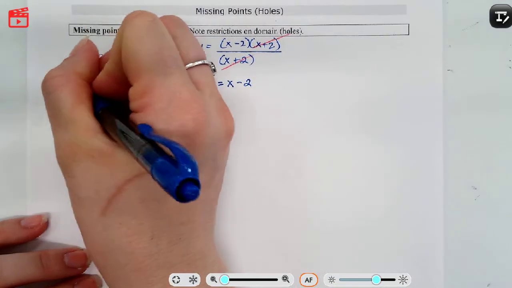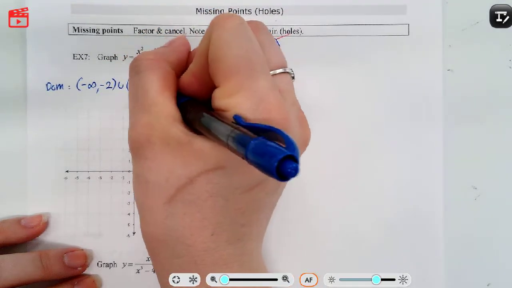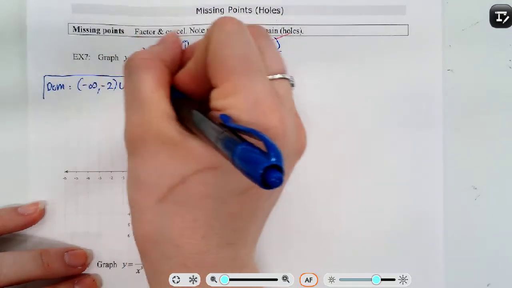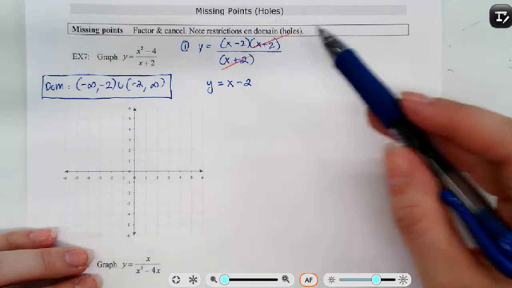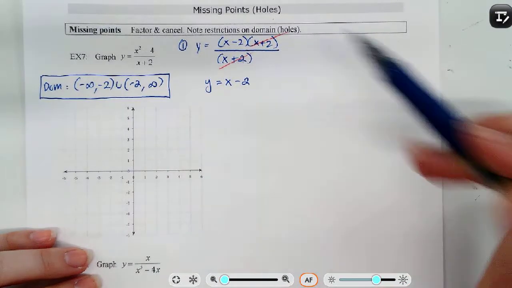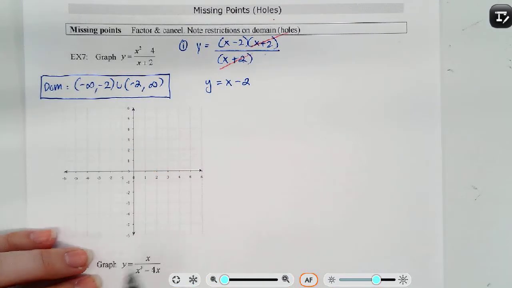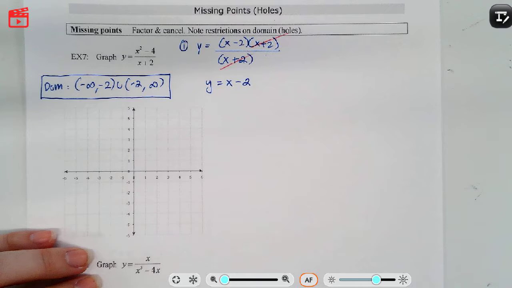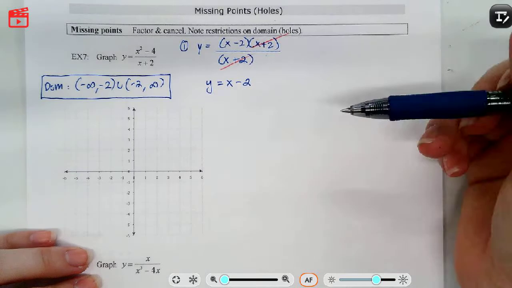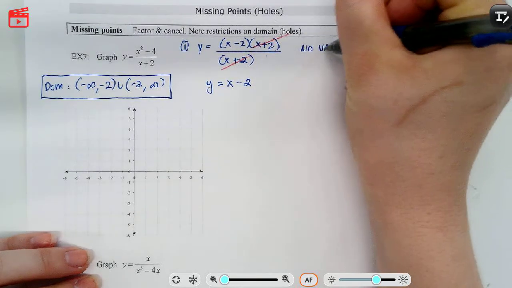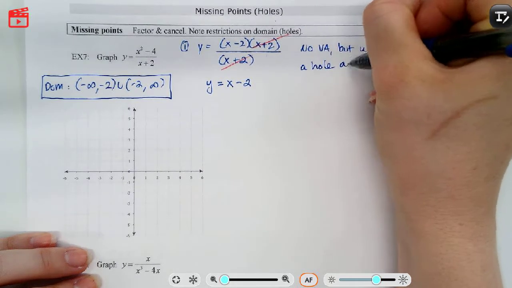So for our domain, negative infinity to negative 2, we still have that restriction. We had to take out negative 2, but we don't actually have a vertical asymptote there. Instead, we just have a hole. So when your factor from the bottom cancels, you still take into account that factor when you're doing the domain. But if you're looking at whether there's a hole or a vertical asymptote, if it canceled out, it is not a vertical asymptote. Instead, it is merely a hole. So no vertical asymptote, but we have a hole at the point.